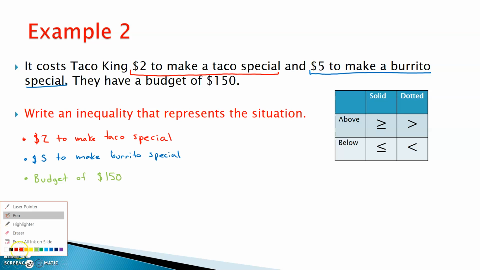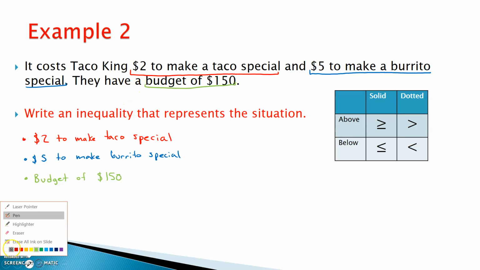All right, so key parts. What I did was I extracted here the important information. It said $2 to make a taco special, so that's how much it costs them to make a taco special. Not how much they're selling them for, but how much it costs that company to make that taco special. And then $5 to make a burrito special. And it says that their budget, oops, I forgot to highlight that in green here so you can see it, a budget of 150.